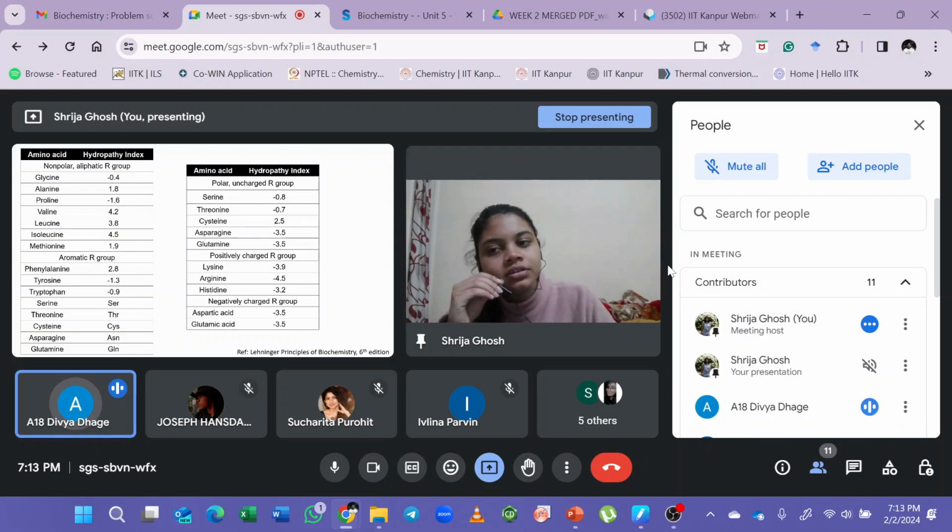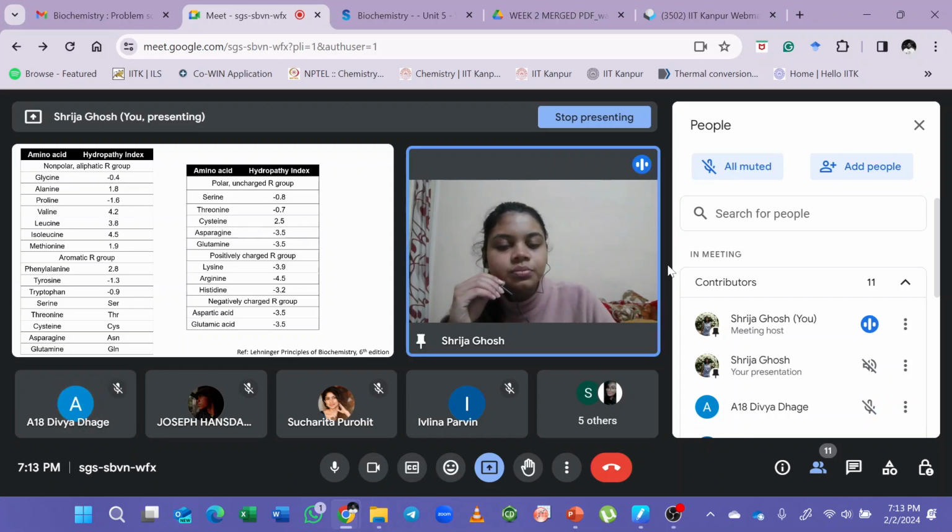Hydrophobic means positive value and hydrophilic means negative value. Yeah, that is true. But what does hydrophobicity mean in general? It means it does not like water, right? It will not dissolve in water, right? Any molecule that will dissolve in water will be hydrophilic.